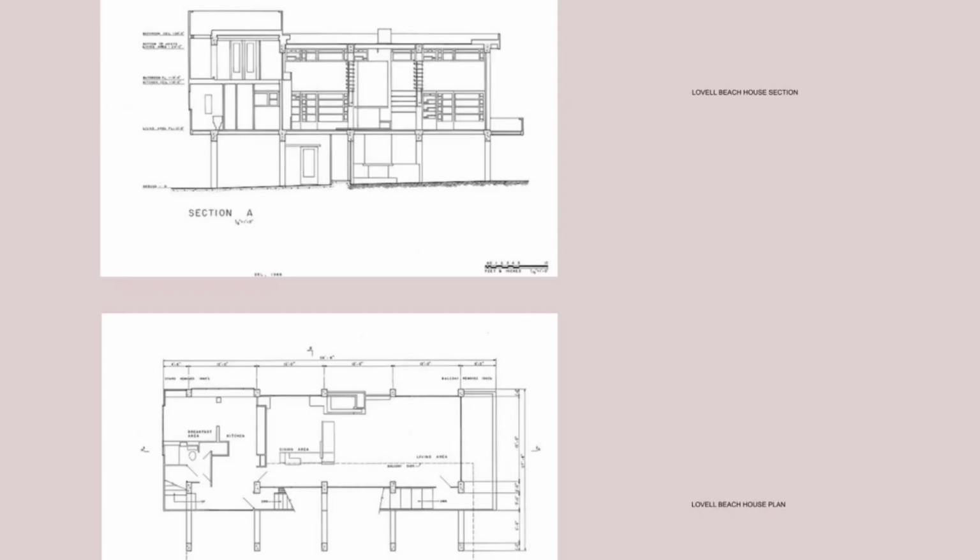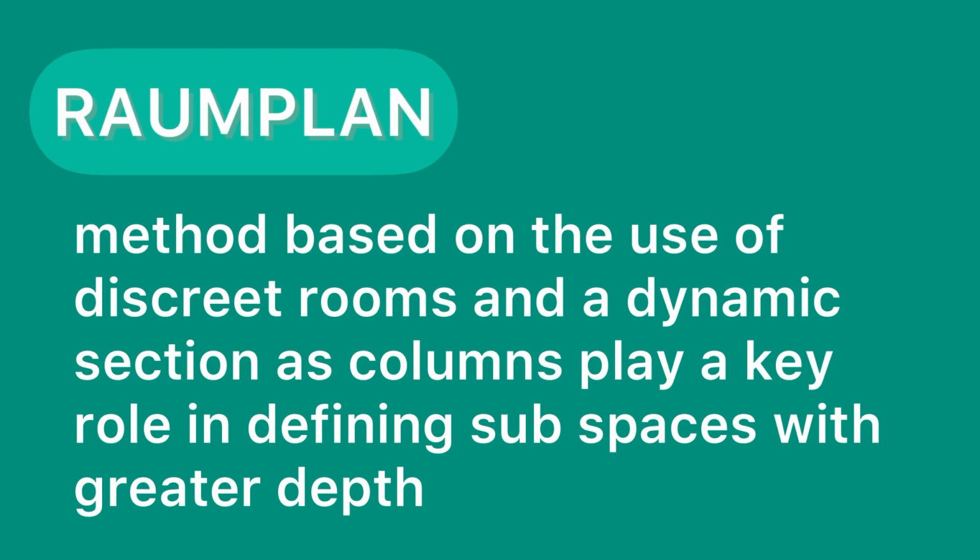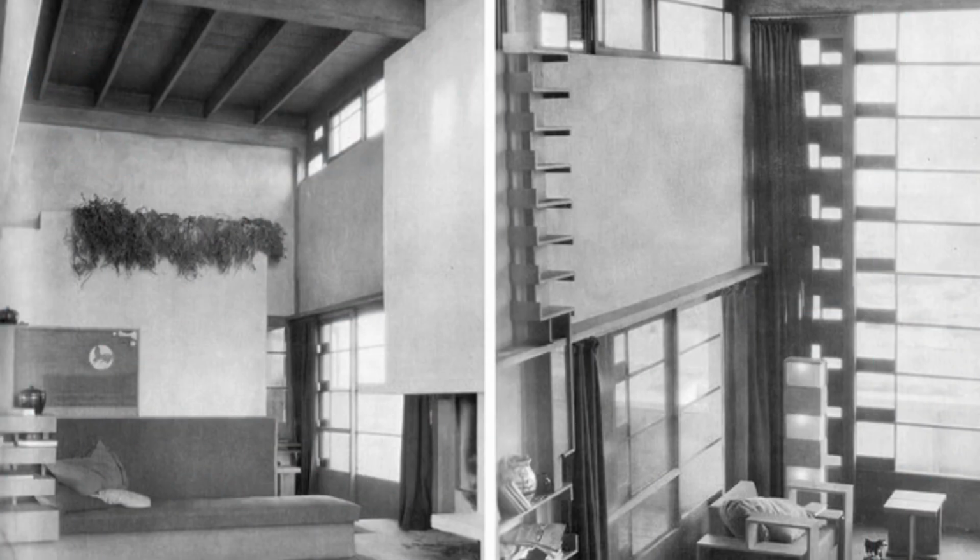Similarly, Adolf Loos's Raumplan showed a great influence on Schindler's Lovell Beach House, as seen through the plans and sections. Raumplan is a method based on the use of discrete rooms and a dynamic section, as columns play a key role in defining subspaces with greater depth.